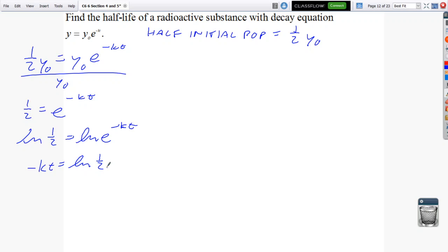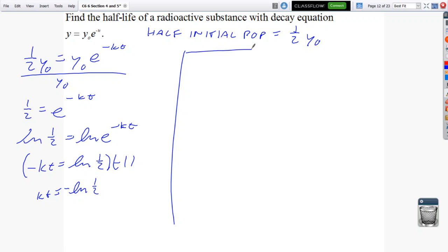Now looking at that, I don't like the negativity hanging out. So since I don't like that negativity, I'm just going to get rid of it by multiplying by -1. When I multiply by -1, I'm going to get kt is equal to negative ln of 1/2. I'm running out of space, so I'm just going to have to go right up here. So again, we've got kt is equal to negative ln of 1/2.